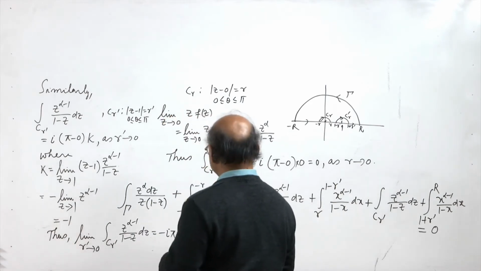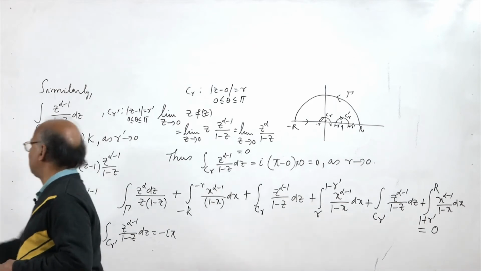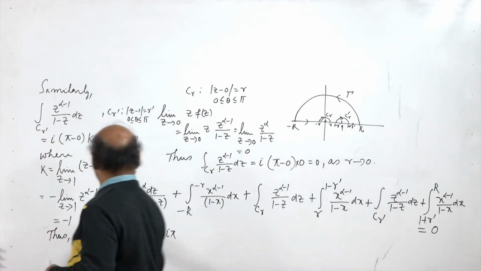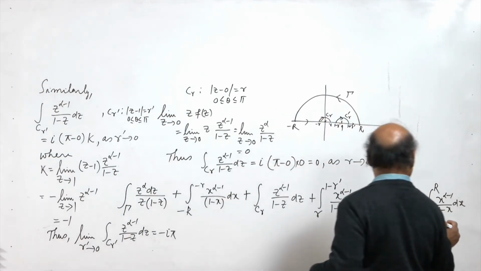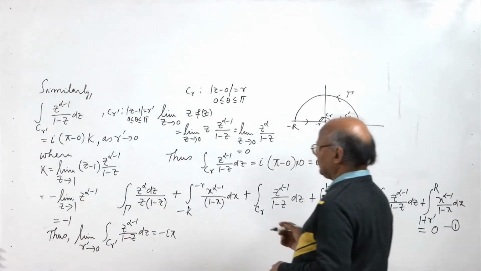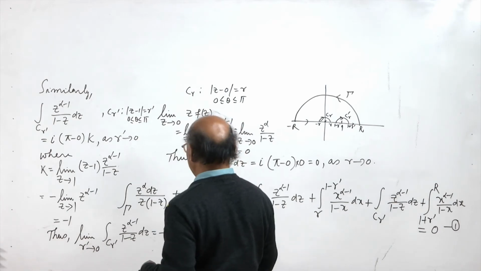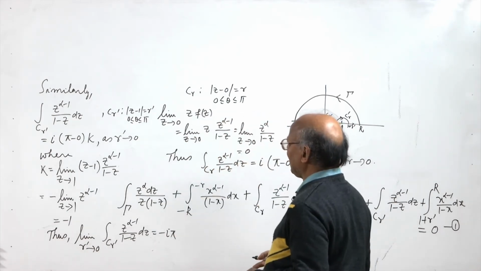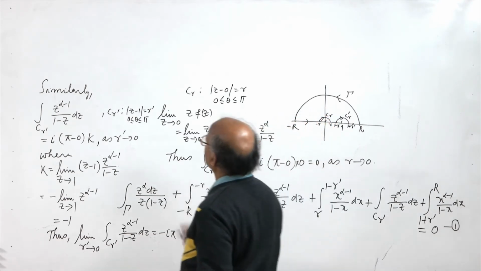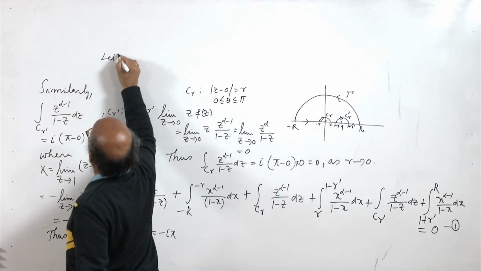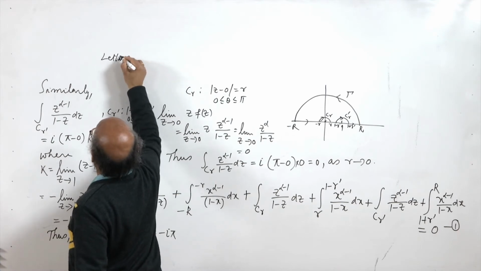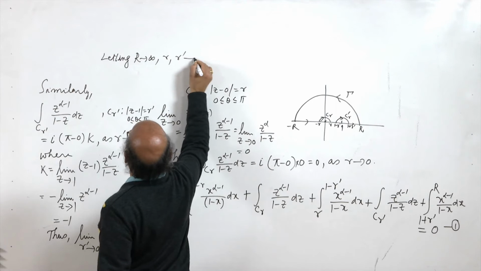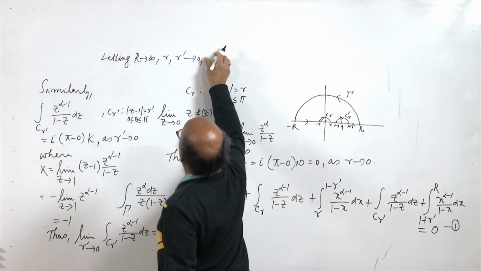Now, let us recall, let me call this equation 1. In equation 1, let capital R go to infinity, and small r and r dash go to 0. So, letting R go to infinity, r comma r dash go to 0 in equation 1.